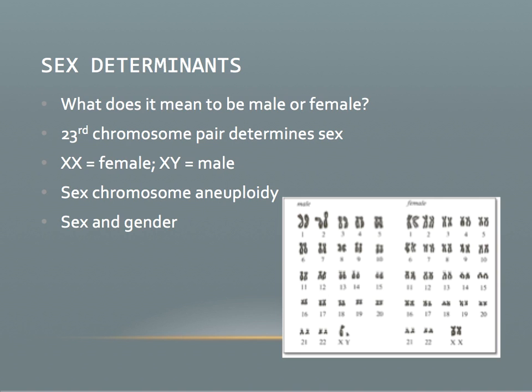And there also can be XXXY, XXYY, XXXXY, a variety of combinations. And then there can also be things called mosaicisms, and this is actually true for every chromosome, where instead of having a whole chromosome, you can have part of one.